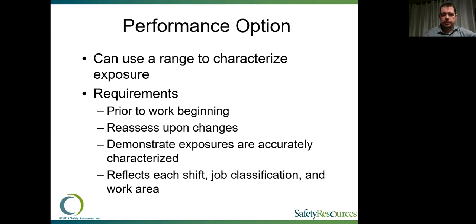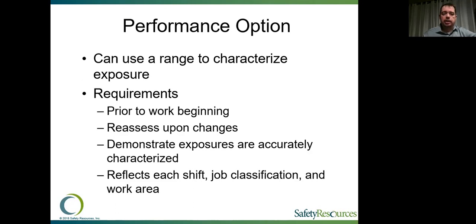With those performance options, we can actually use a range of exposure to characterize it. So we can say it's below the action level, or it's between the action level and the permissible exposure limit. We need to make some type of hazard determination with the performance options prior to the work beginning. And anytime we change the characteristics of the work, change the type of work, or change the control methods, we most likely will need to reassess to determine if that data is still applicable.